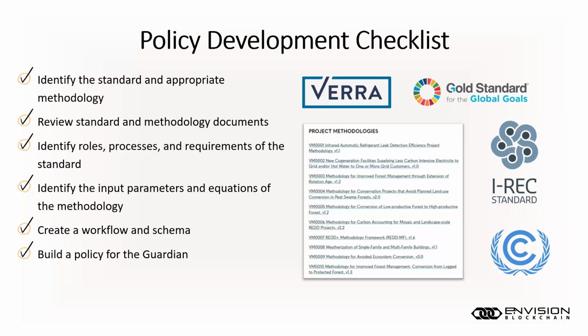Step 4 is to identify input parameters and equations. So understand the specific input parameters and equations used in the methodology. These will be essential for accurately calculating and reporting the correct values. And step 5 is to create a workflow and schema. So you want to develop a clear workflow and schema that outlines the step-by-step process for using the Guardian tool within your project. This will help streamline operations and ensure consistent application. And lastly is step 6, which is to build a policy for the Guardian.